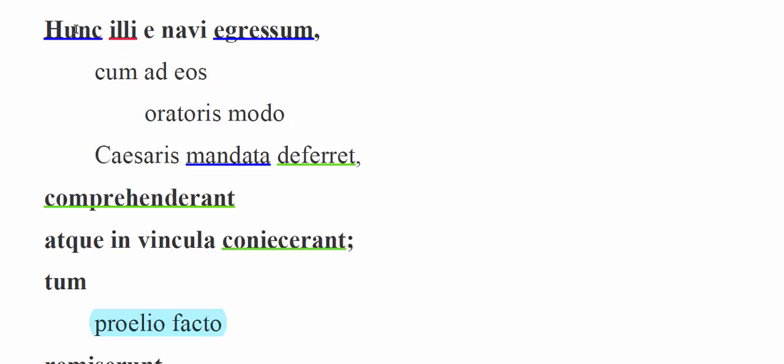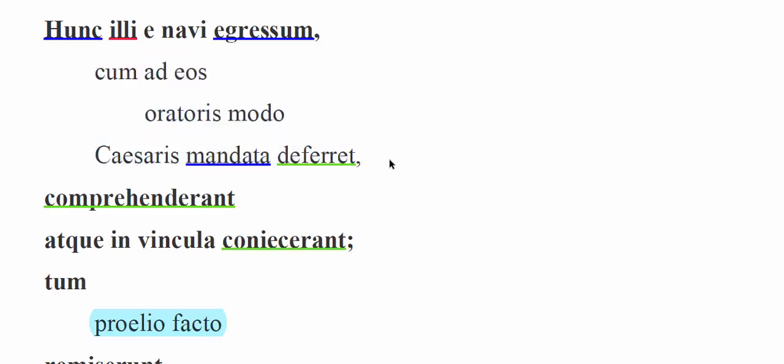As he was getting off of the ship, hunc egressum e navi, notice the perfect participle here, but it is active because egredior is deponent, so he was getting off of the ship. After he had gotten off of the ship, what did they do to him? They comprehenderant him. They seized him. They apprehended him. They arrested him.